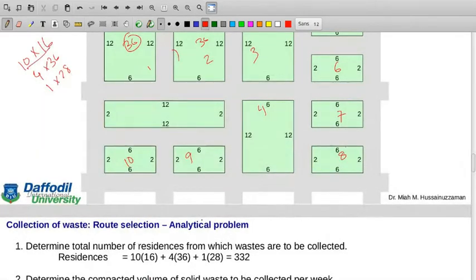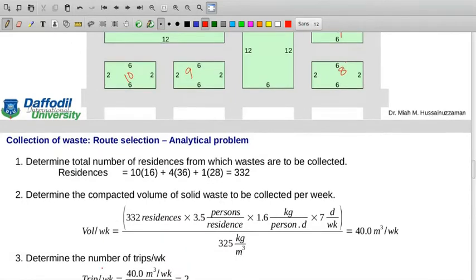So this calculation is shown here: 10 blocks with 16 families plus 4 blocks with 36 families and 1 block with 28 families. Total 332 families, residences, 332 homes. So in 332 homes, how many people are living? 332 homes times 3.5 per residence. This is the total number of people living here, and each person is producing 1.6 kilograms of waste. So if we multiply these three values, we will get the total amount of waste in kilograms each day.